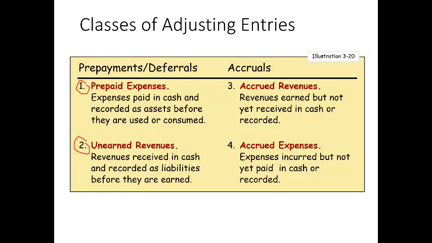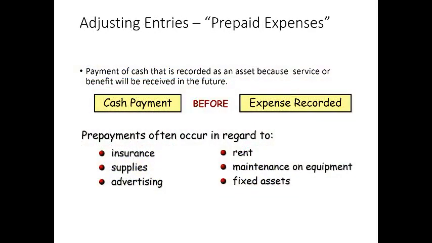So that's unearned revenue. So we call these two categories deferrals or prepayments. It's when cash exchanges hands before revenue is earned or expenses are incurred. On the other hand, there's accruals. Accrued revenues are revenues earned but not yet received in cash or recorded. And there's accrued expenses, which are expenses incurred but not yet paid in cash or recorded. So in these cases, we've earned revenue or incurred expenses before cash is received or paid. Okay, so these are the four main types. We'll go through each of them in detail here.